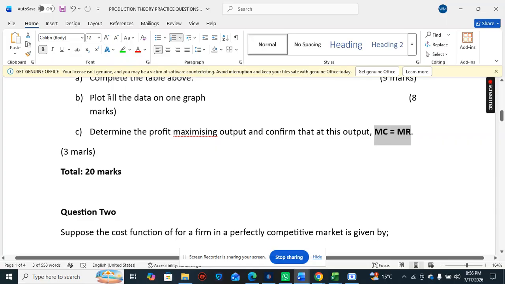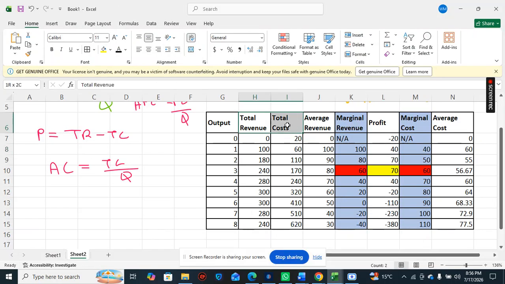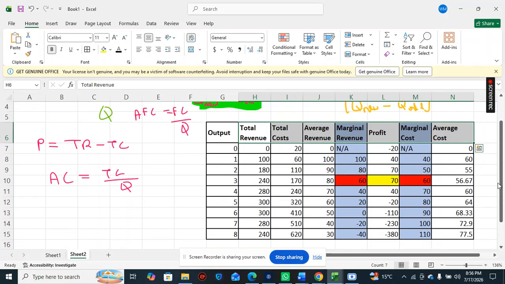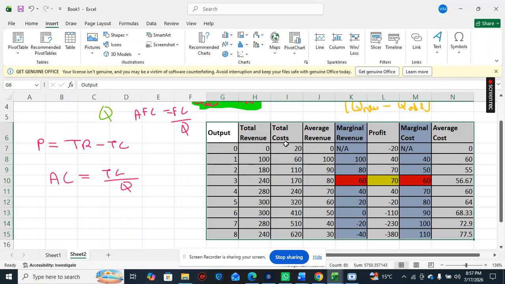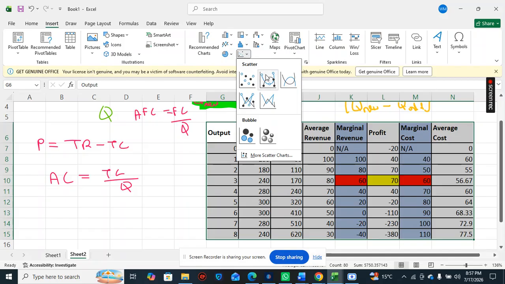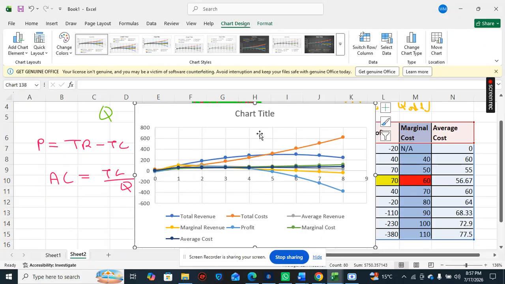Then for the graph, just remember this. Since all these values, total revenue, total cost, average revenue, marginal revenue, profit, marginal cost, and average cost, are all monetary, they will all be on the y-axis. Then your output is going to be on the x-axis. You can see my graph here.